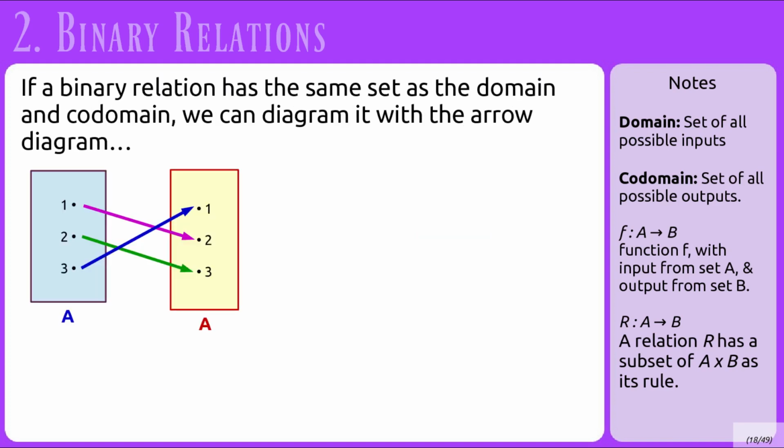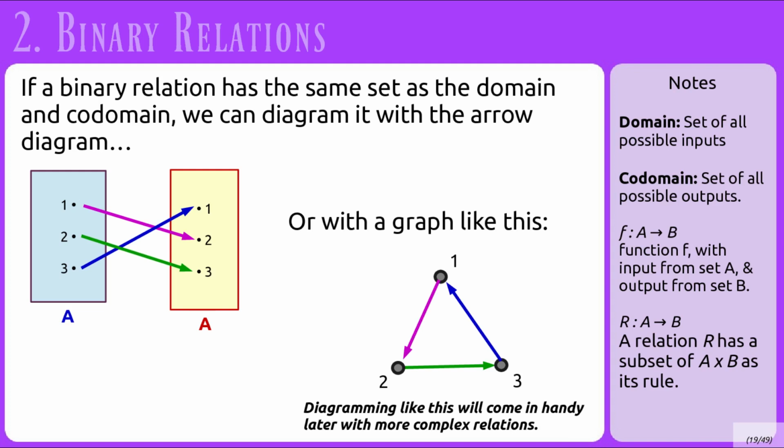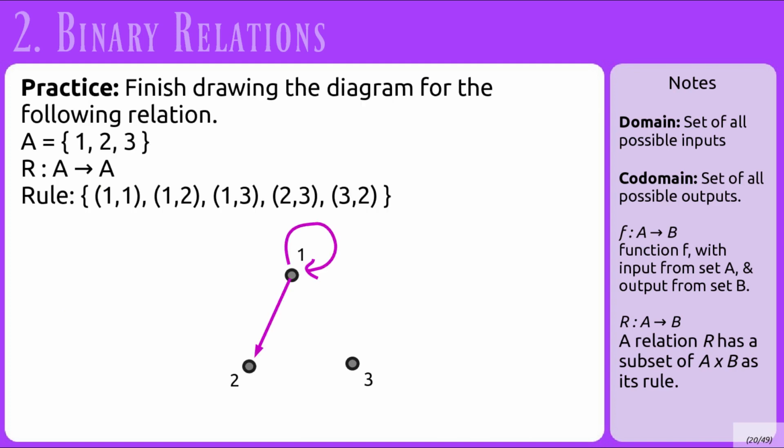If a binary relation has the same set as the domain and the codomain, we can diagram it with the arrow diagram or with a graph like this. Diagramming like this will come in handy later when we have more complex relations. So see if you can figure out how to diagram it this way. Practice by finishing the given diagram for the following relation.